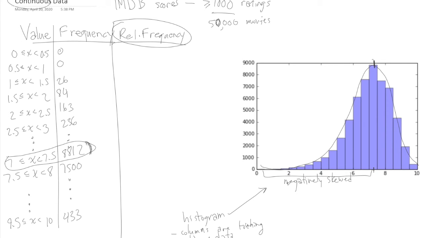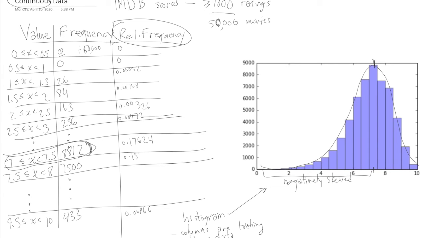There's actually 54,682 movies, but for simplicity, let's just say that there are 50,000 movies where at least 1,000 people have rated them. So in order to make the relative frequency, I'm going to take the frequency and divide by the number of movies we're looking at, which is 50,000. Of course, 0 divided by 50,000 is still 0. 26 over 50,000 is 0.00052. If a movie is that bad, that's pretty rare.